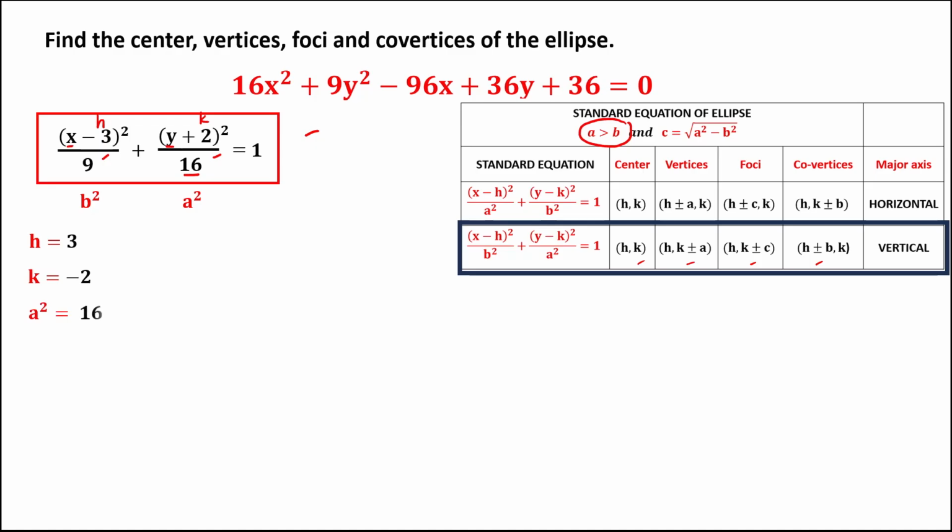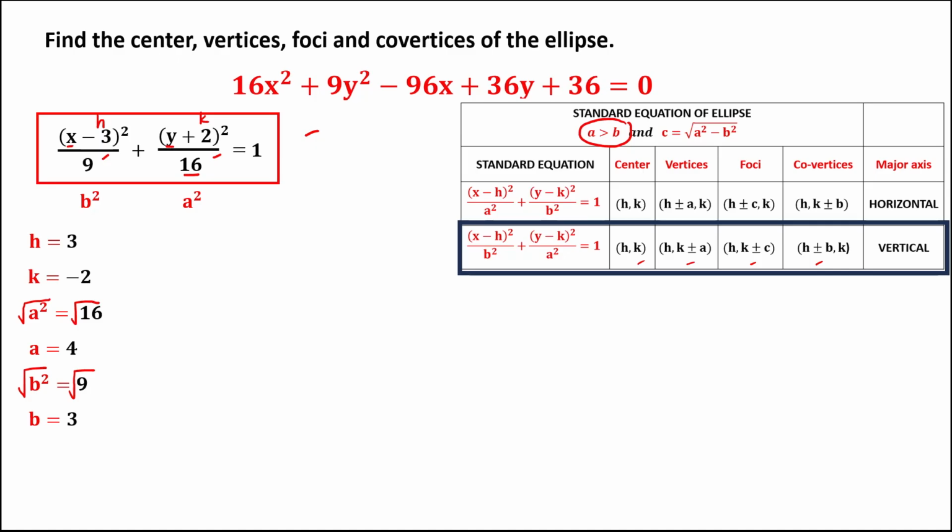Then from a squared equals 16, to solve for a, we need to take the square root. Therefore, a equals 4 because the square root of 16 is 4. Then from b squared equals 9, to solve for b, take the square root. Therefore, b is equal to 3 because the square root of 9 is 3.